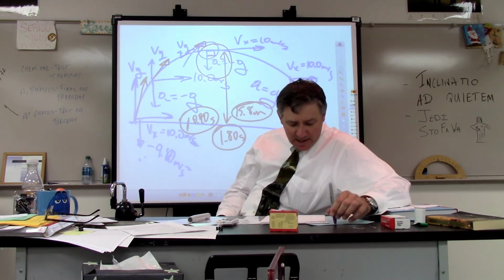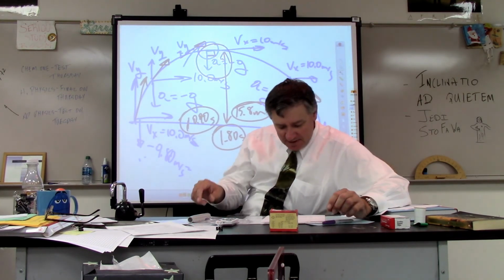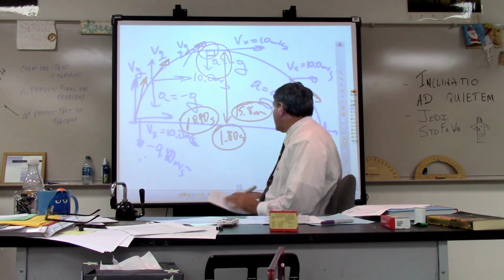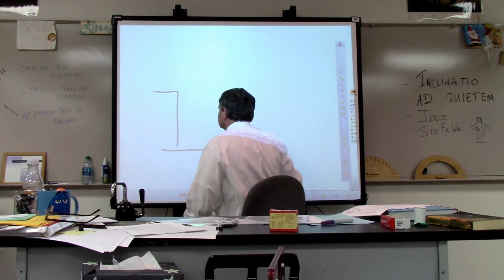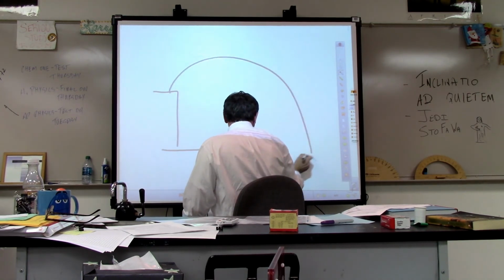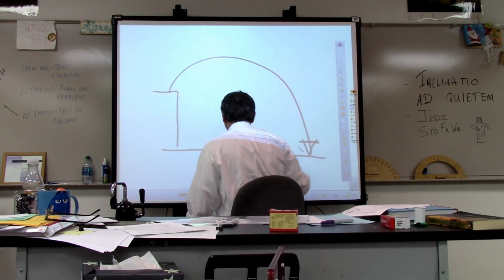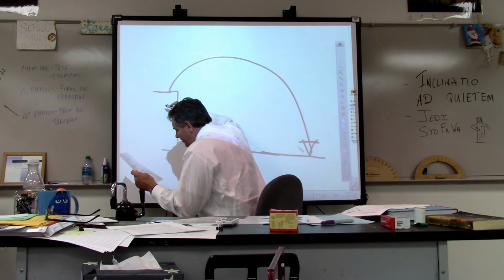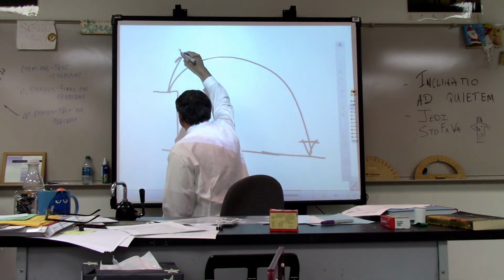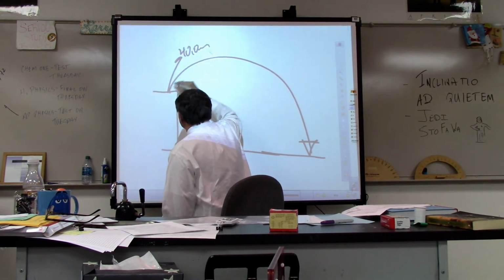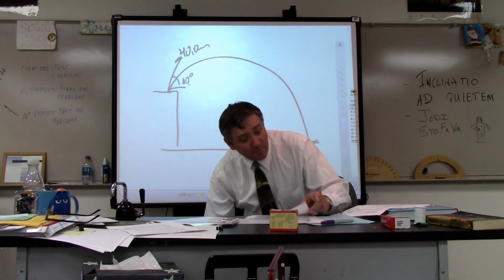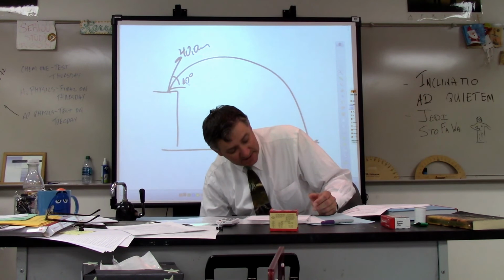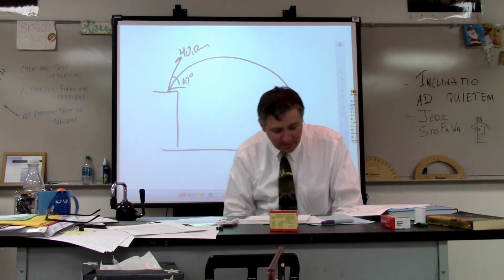When you get to number 8, let me explain what's happening on number 8. You're going to hit the golf ball, and it's going to go like this. So, you've got 40 meters per second at an angle of 60 degrees. So there's a whole bunch of things that I want. I want the range, the maximum height, the speed, and the angle.